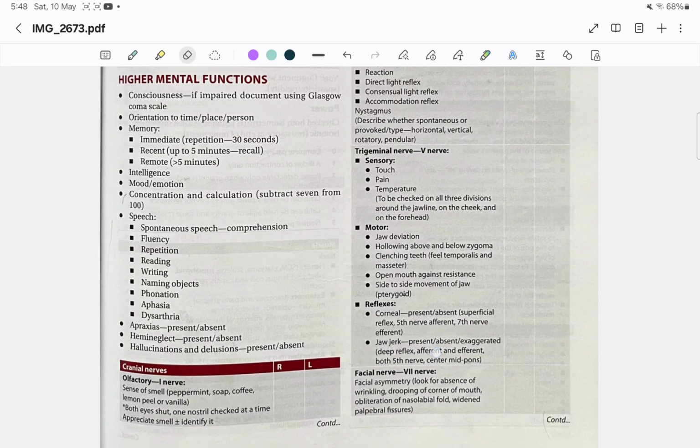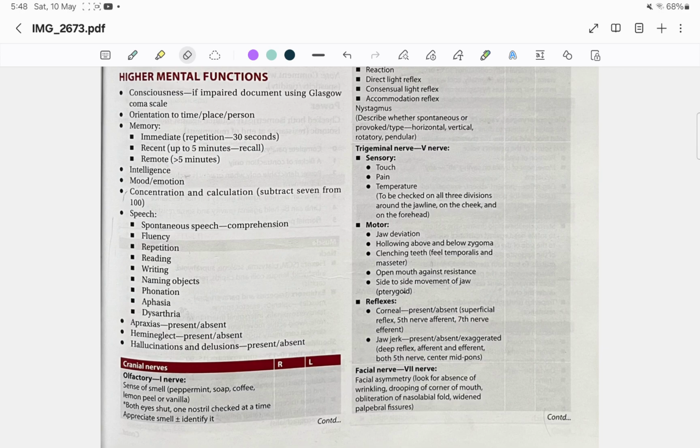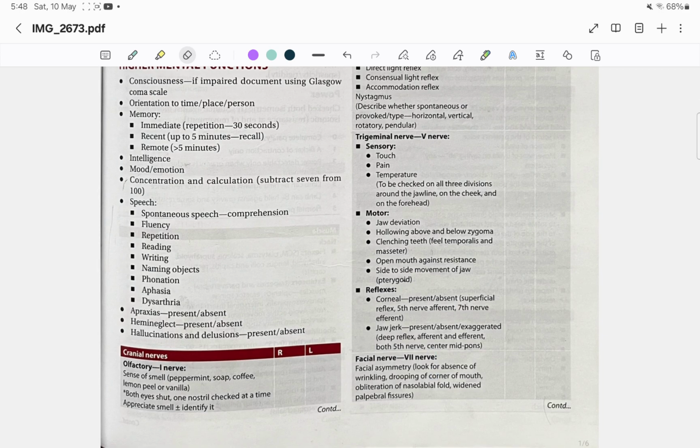Intelligence, you don't need to ask. Concentration and calculation are not much needed. Speech is very important, because most examiners will ask how speech is processed in a person. Speech has different pathways, and it will show different pathology. For example, speech has aphasia, dysarthria, dysphonia.